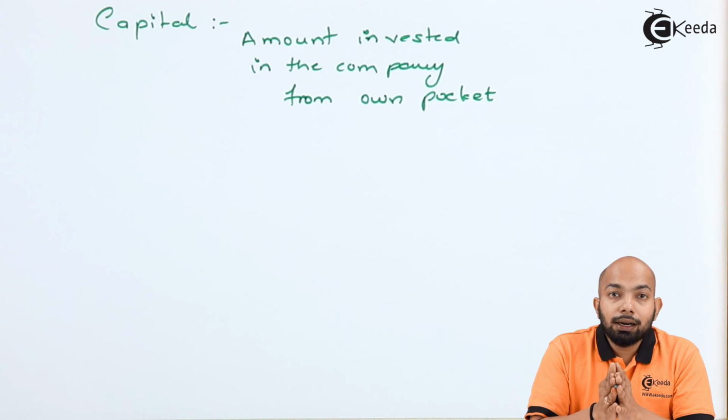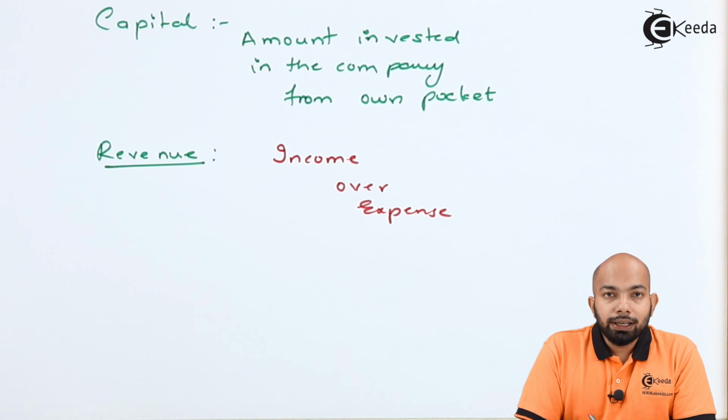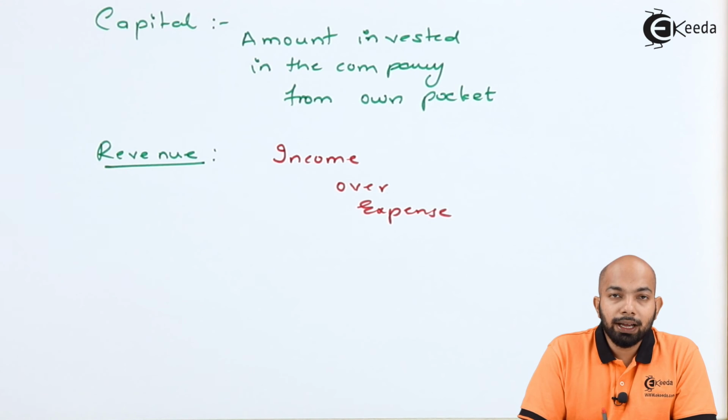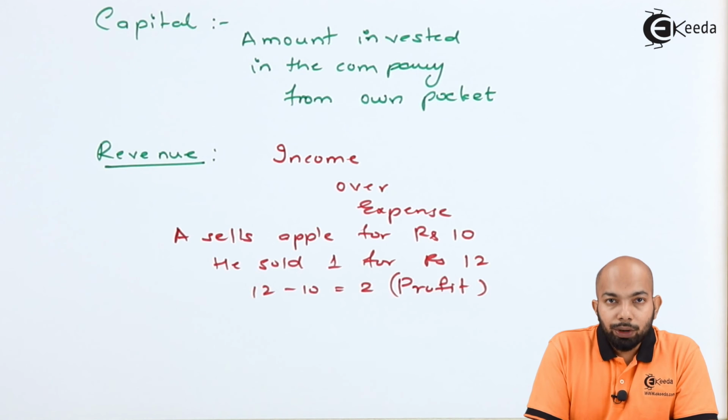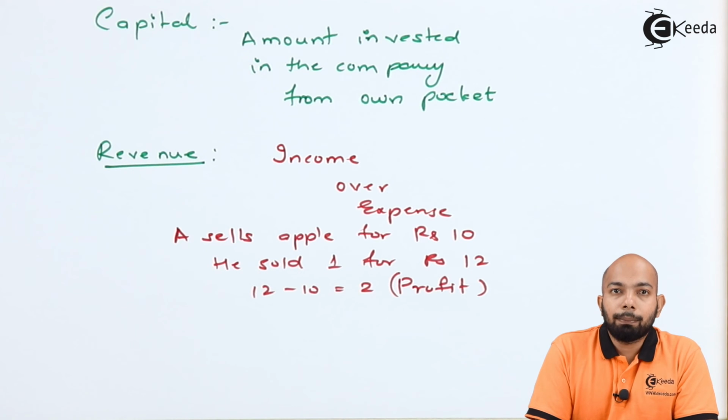Let's further go ahead and understand what we mean by revenue and expenses. Let's take a small example. Let's say A is a fruit vendor and he sells apples. The cost of the apple is 10 rupees. However, he sold one apple for rupees 12. Now the difference between 12 and 10, that is rupees 2, is the profit that he has earned.